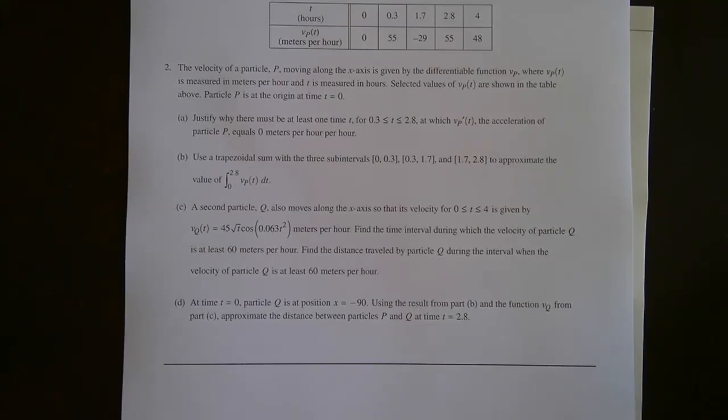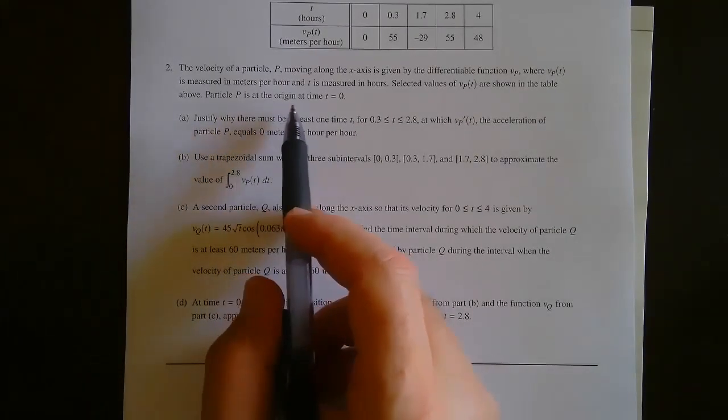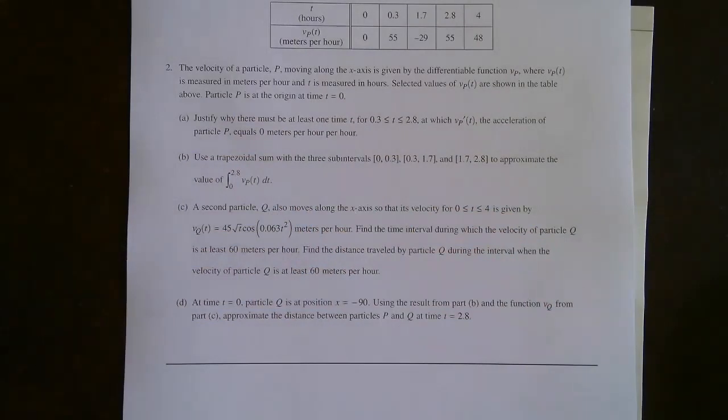And at the very beginning, we were told particle P is at the origin at time t equals 0. That's going to be important because we're going to need to use displacement on this next problem. So using the results from part B, which is the displacement between 0 and 2.8 hours for particle P, and the function V sub Q from part C, approximate the distance between the particles P and Q at time t equals 2.8. So we need to find the position of each particle at 2.8. Let's go ahead and write that up.